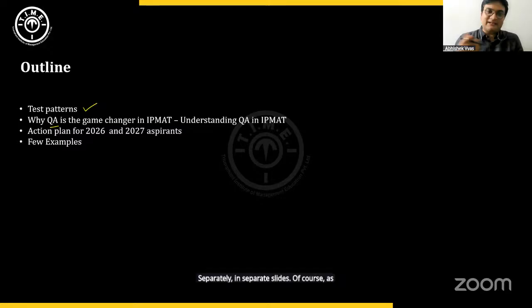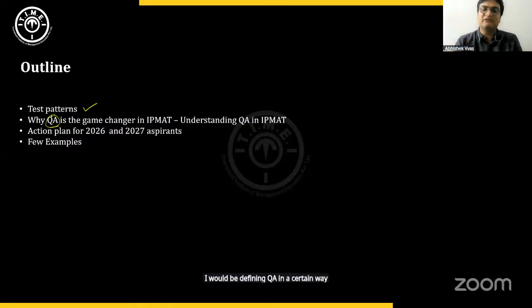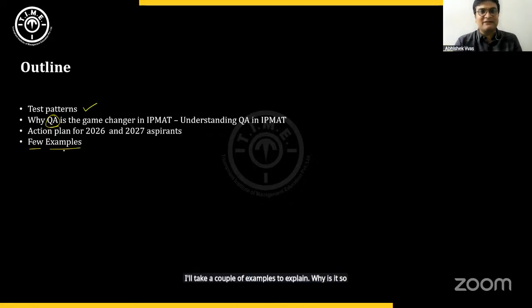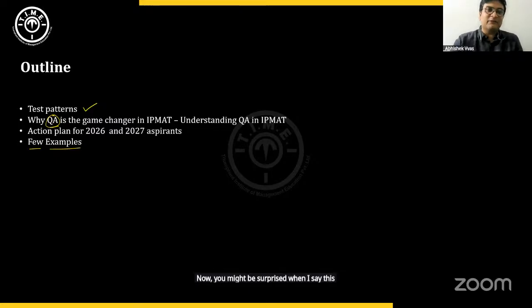As we're discussing QA, I would be defining QA in a certain way in this session. Keeping up with that definition, I would like to share a few examples of what I mean by QA. For example, I would say in QA, shortcuts are important. I'll take a couple of examples to explain why. Likewise, I would say in QA, your logical thinking should be very, very strong. You might be surprised when I say this, because in QA, what does logic have to do?